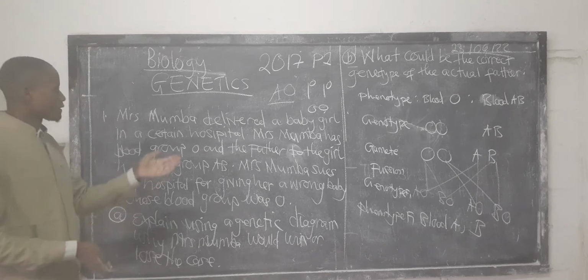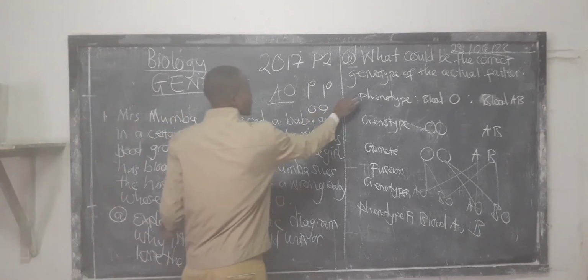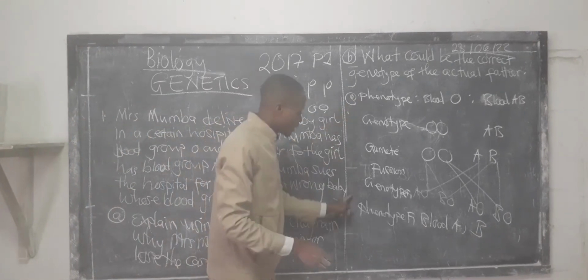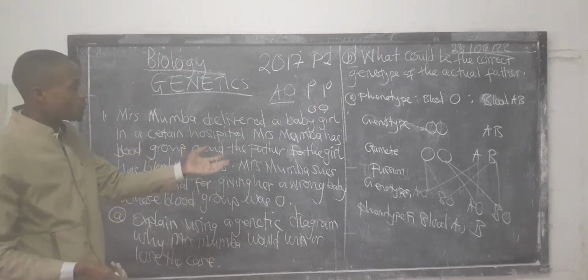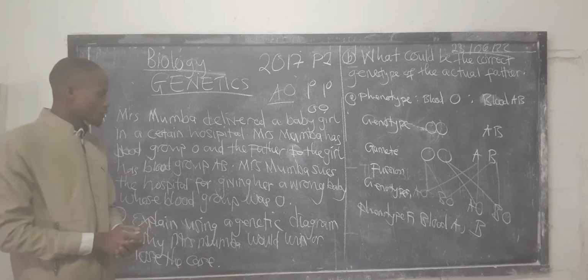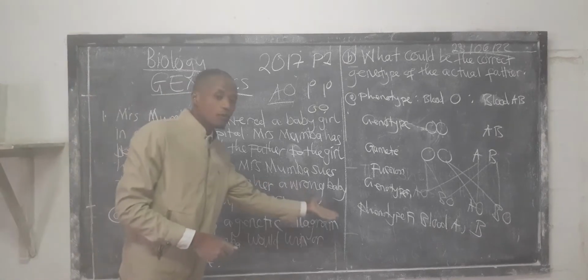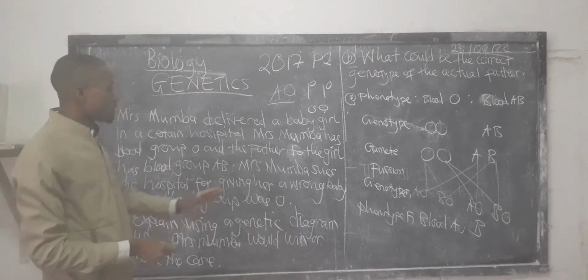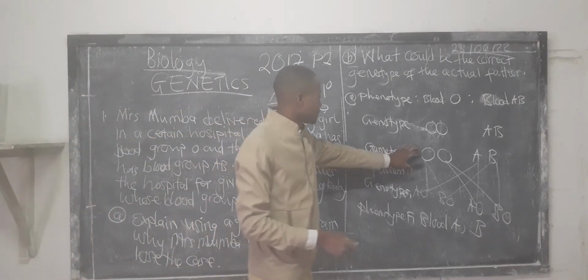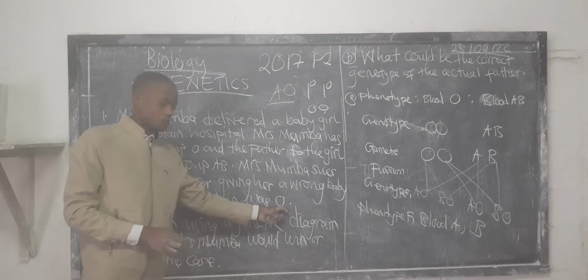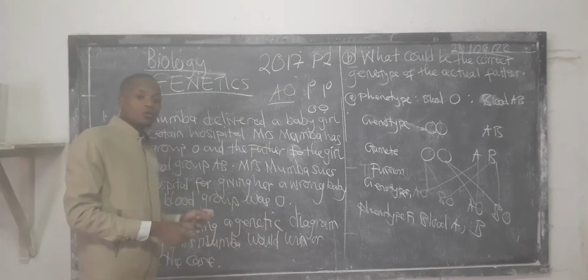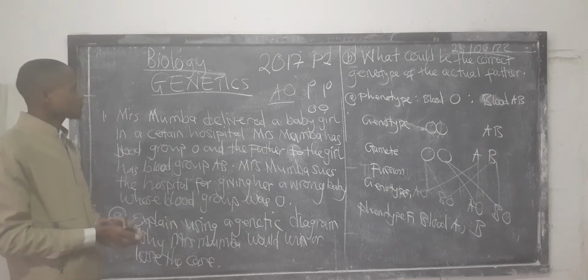So this is the answer for question A. At the end of this genetic diagram, you have to conclude, because you need to explain whether Mrs. Mumba would win the case or not. In this case, Mrs. Mumba would win the case, because based on the genetic diagram, they would never have a child with blood group O, which was given by the hospital. So Mrs. Mumba would win the case.